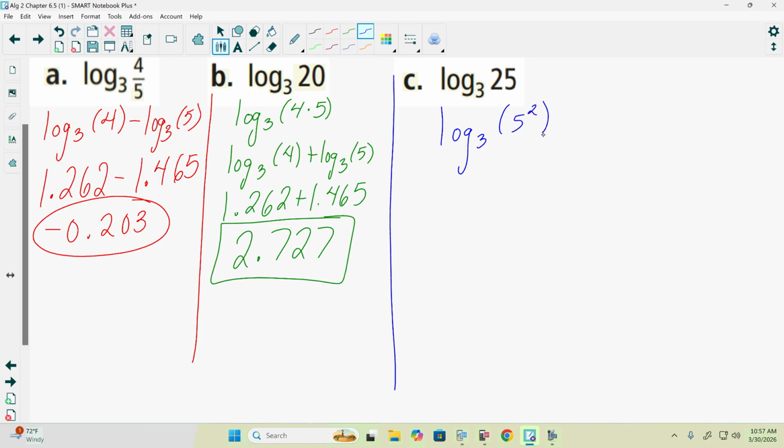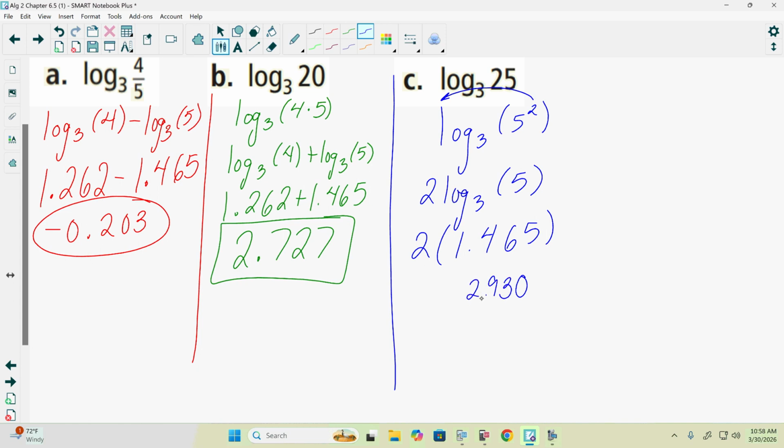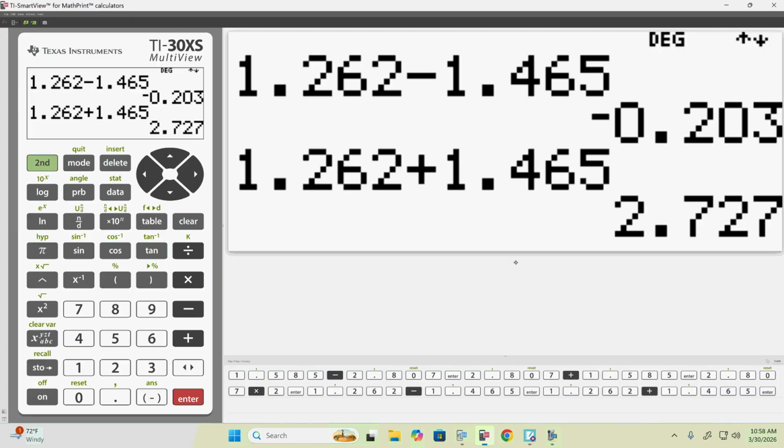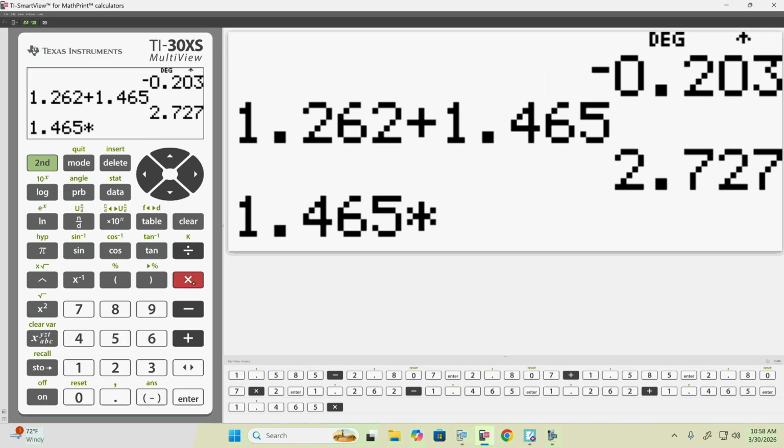Yeah, 5 times 5 or 5 squared, and it gives us the same thing, funny enough. The nice thing with 5 squared is we just take that 2 and throw it to the front. 2 times log base 3 of 5. Log base 3 of 5 is told to us to be 1.465, which would be 2.930. We can throw it in the calculator and tell it to multiply those two out. Same thing. Questions on this here?